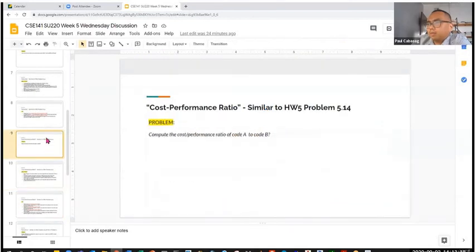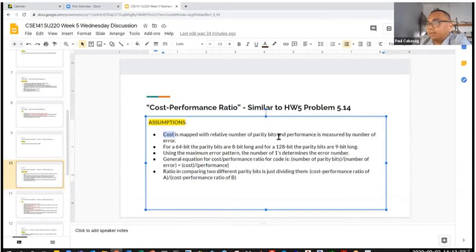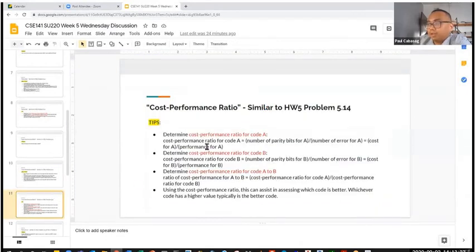So for cost performance, it's just applying what is the cost and then what is the performance, and just remember how to get them. The cost is very simple, and then for the error pattern, you just count the number of ones, and then you just compare those.